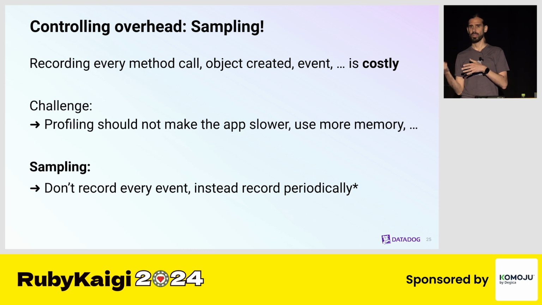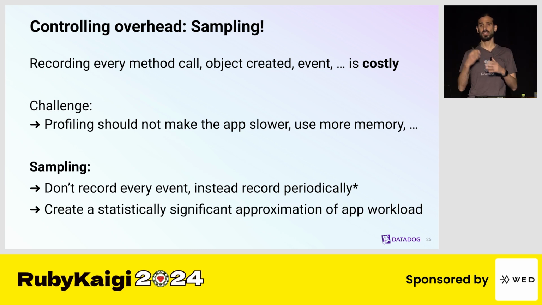We don't record every event. Instead, we record periodically, and we try to create a statistically significant approximation of the app workload. And in practice, you don't get a perfect picture because a perfect picture is very expensive, but you can get a really good picture for really low overhead with some work in the profiler.